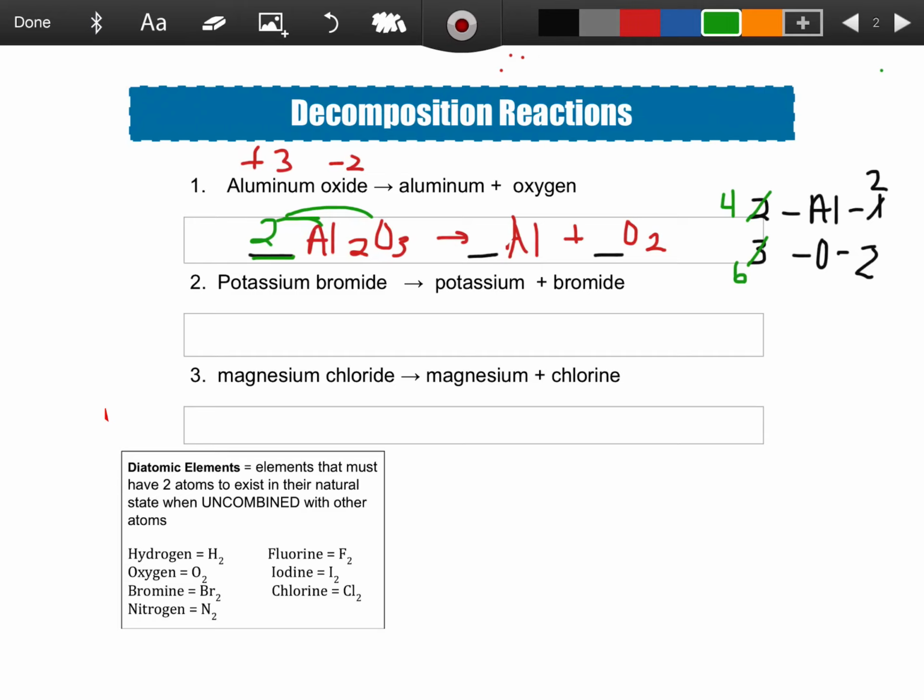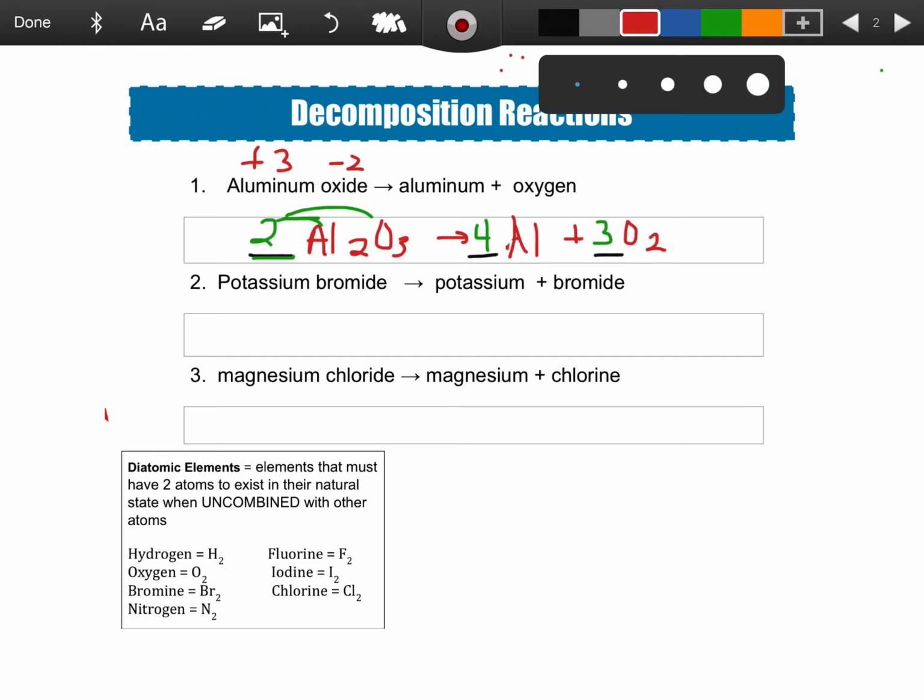So I have 4 aluminums on the reactant side, which means I'm going to need 4 product atoms for aluminum. And then if I look at my inventory, I have 6 oxygens on the reactant side, so I need a total of 6 on the product side. So if I put a 3 here, 3 times 2 would give me a total of 6. Oops, forgot to change my inventory. All right, so this would be your final balanced equation for the aluminum oxide decomposition reaction. All right, so we'll walk through the other ones.